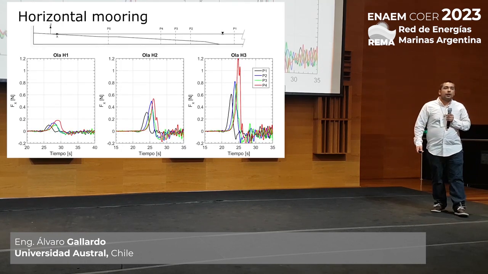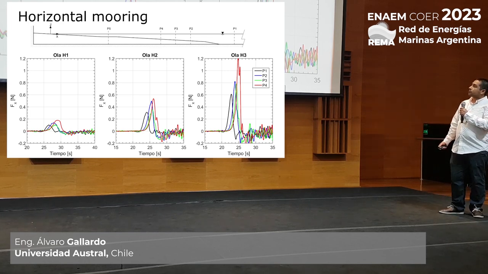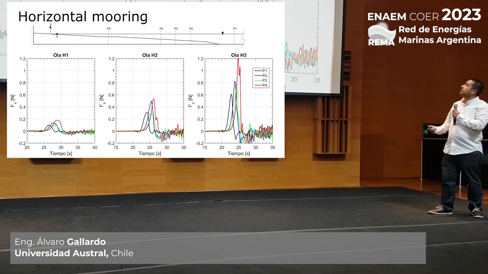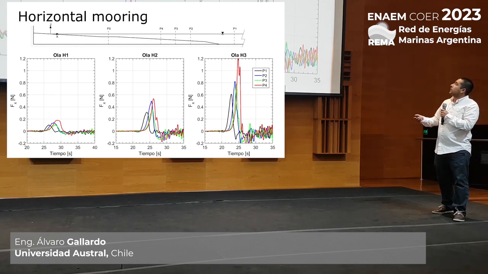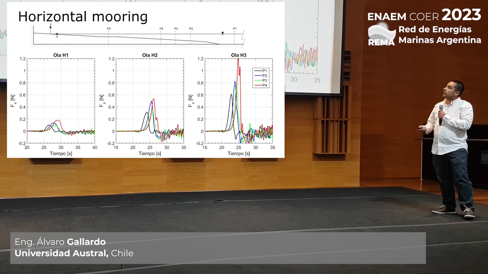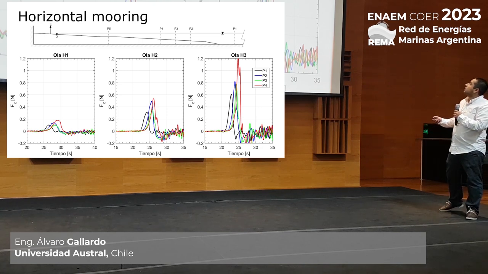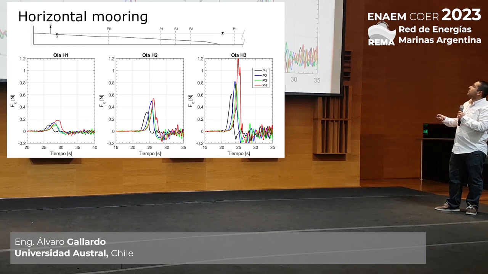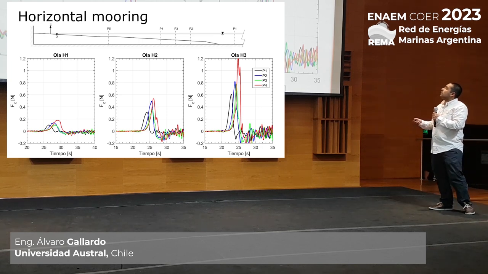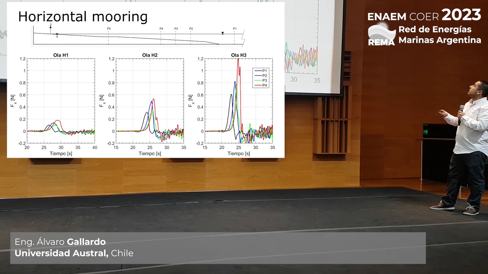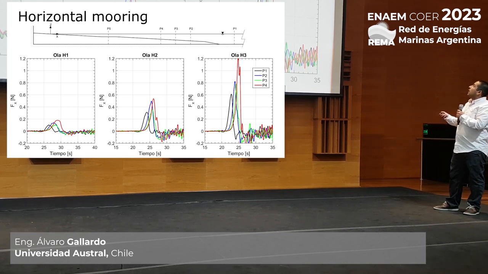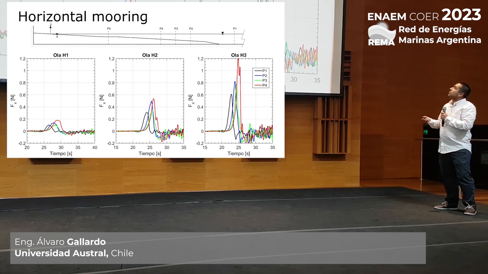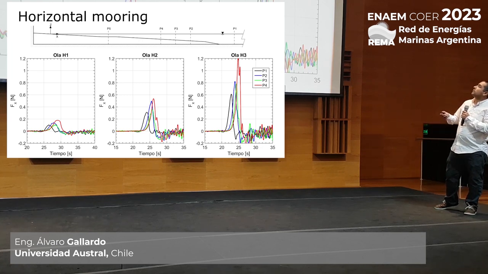So in the case of the horizontal mooring device, in addition to the influence of the height in the measured forces, it was also possible to observe a very high influence of the depth, such that the maximum measured force is in the highest wave, H3, and the lowest depth, P4, which is located here.